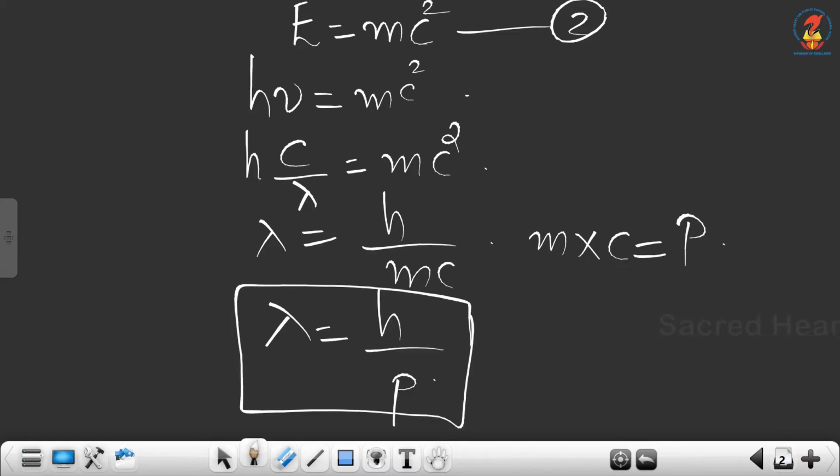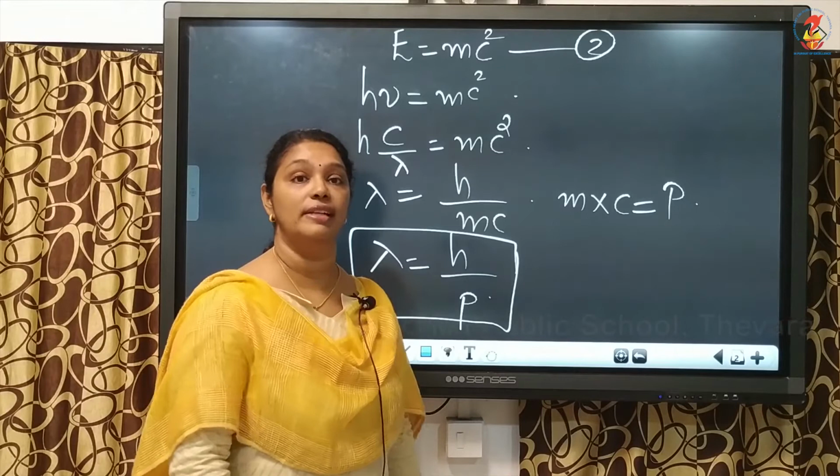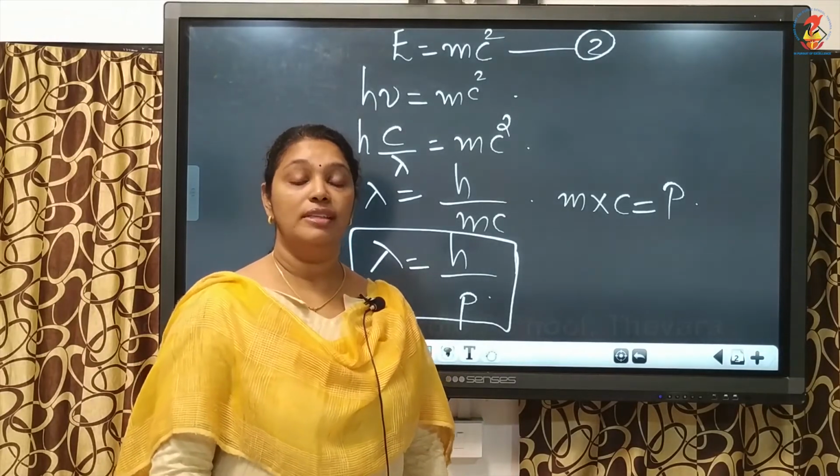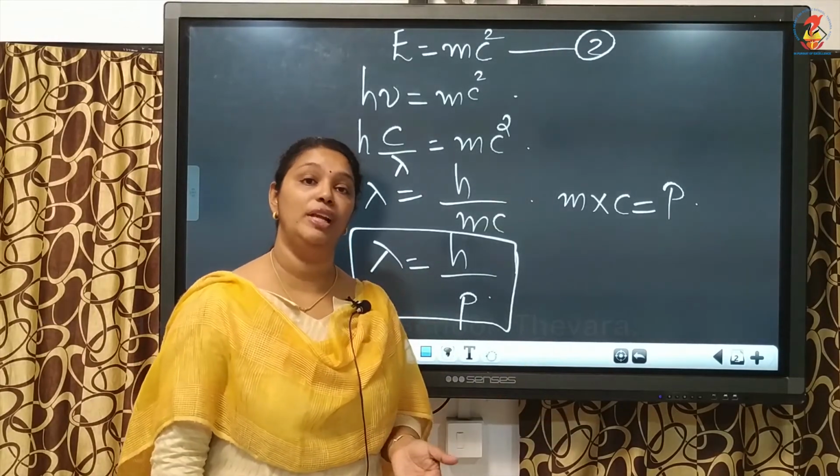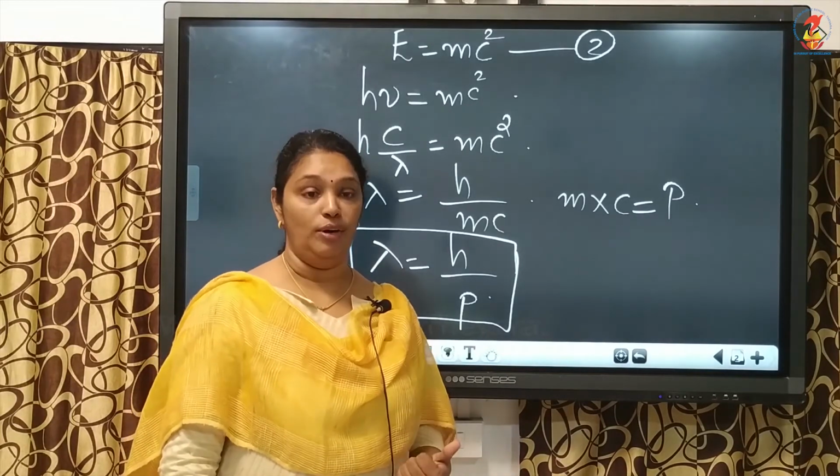So this is de Broglie's relationship, that is the relation between wavelength and momentum of a particle. Wavelength and momentum, you can see from the equation, are inversely proportional. So this relation helped in the formulation of the quantum mechanical model.